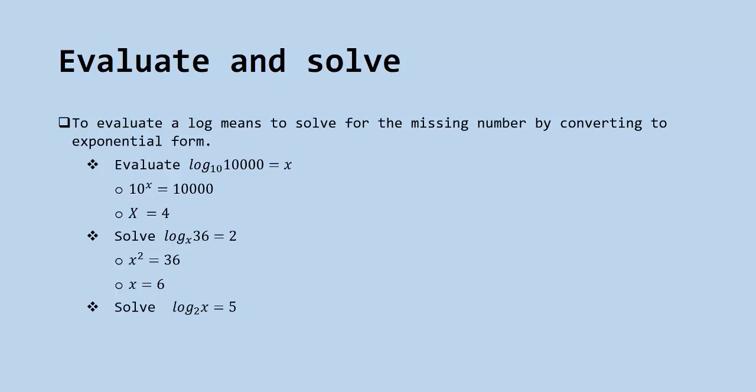Let's look at a third example. Let's solve log base 2 of x equals 5. We're trying to find x. By putting it in exponential form, we see we have the number 2 as the base, the exponent is 5, and we're trying to find the actual number this comes out to be. So 2 to the 5th equals x. Well, x is 32.